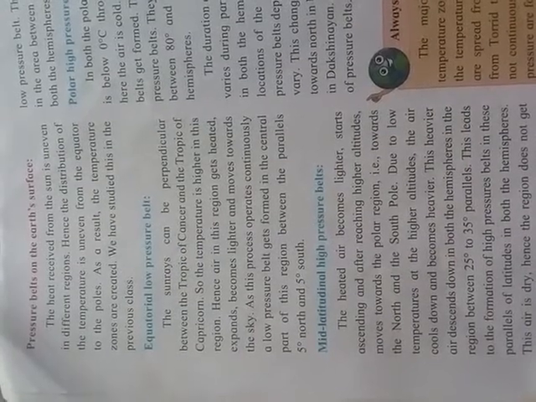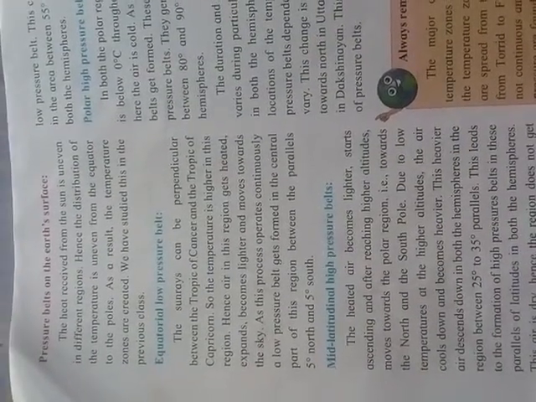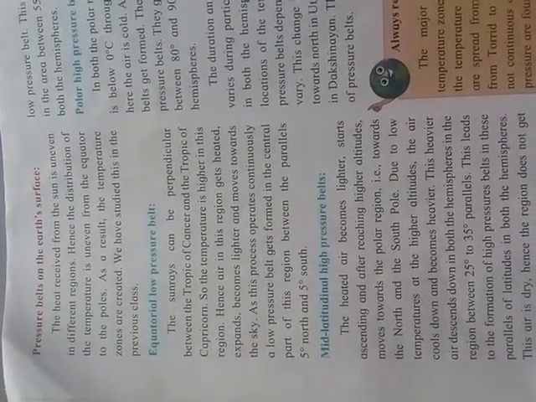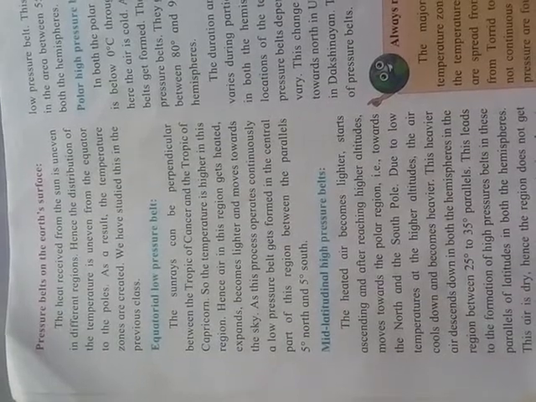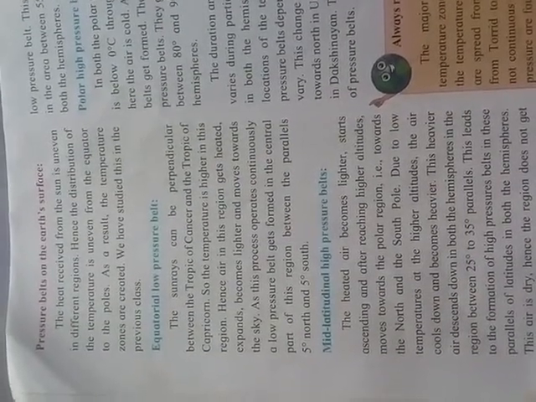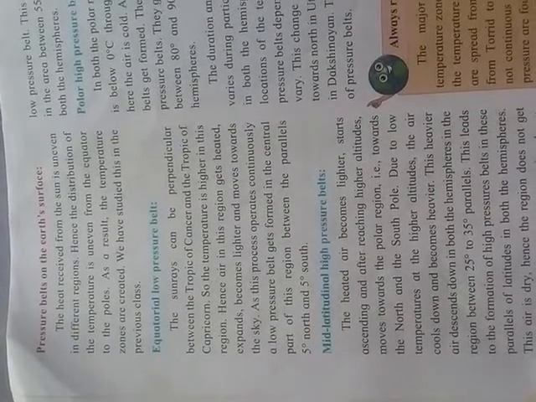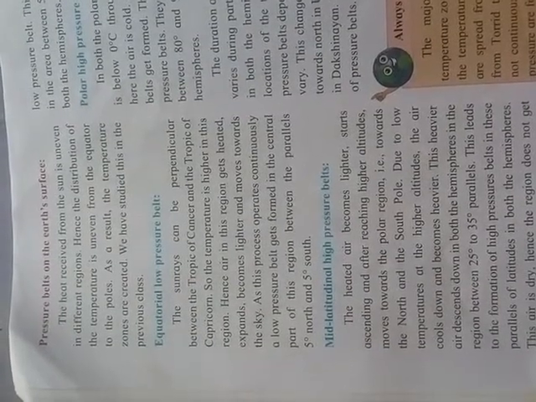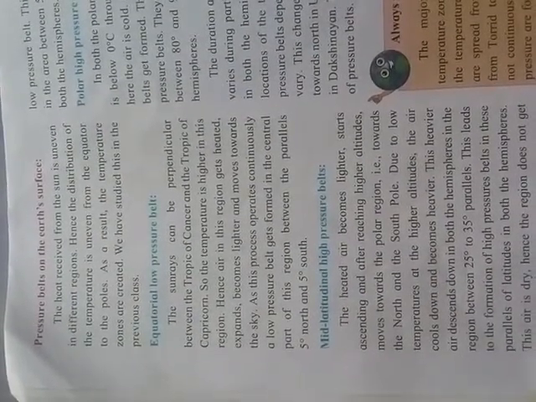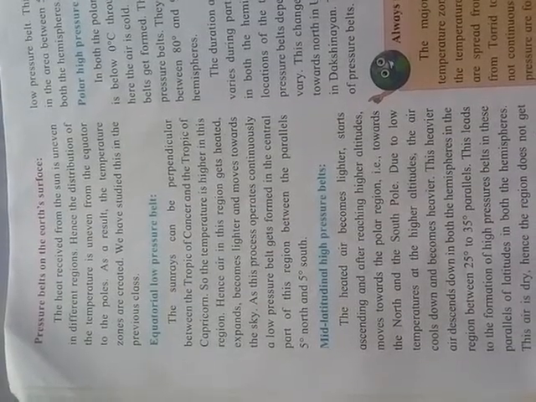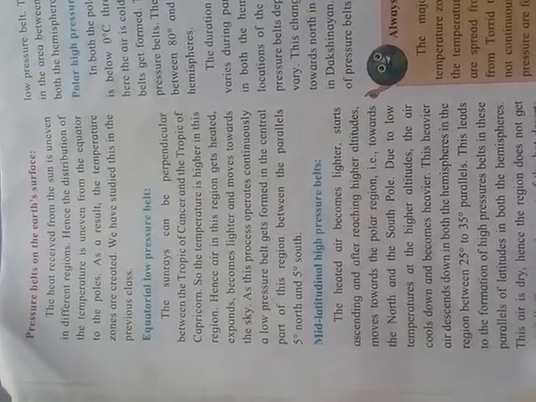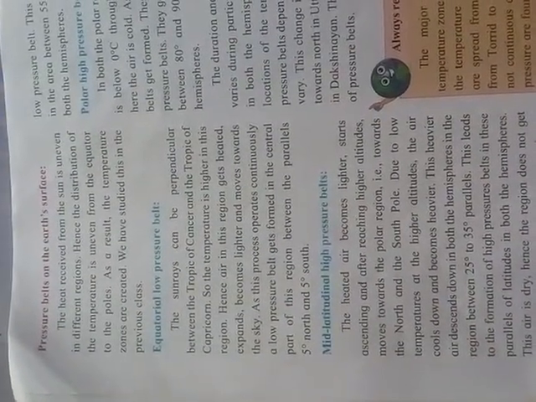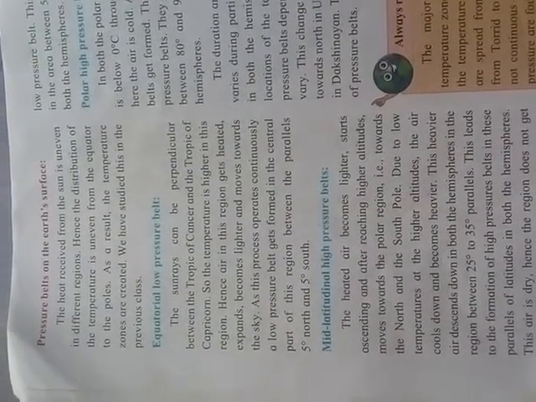The heat received from the sun is uneven in different regions. That means the heat is different in different places, not the same. Hence the distribution of temperature is uneven from the equator to the poles. That means in the equatorial region and the polar regions, the south and north poles, there is no same temperature. As a result, temperature zones are created. We have studied this in the previous classes, in your 6th class.